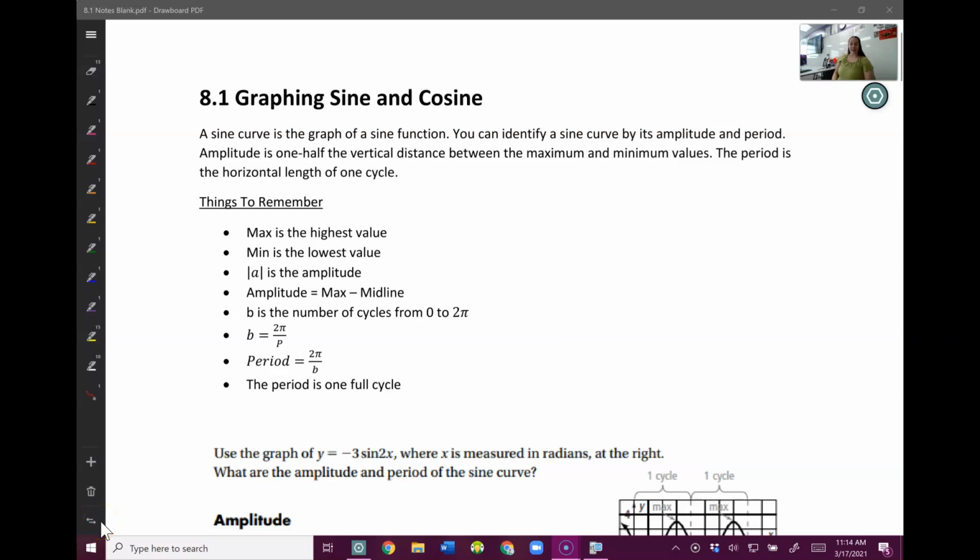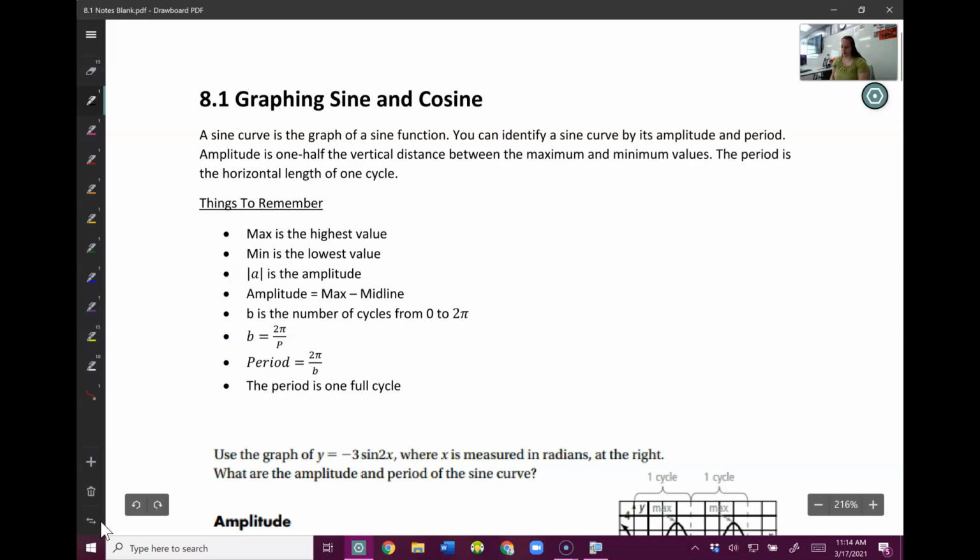Welcome to Unit 8. In this unit, we're going to learn how to graph trig functions. Now, thankfully for you, we are only going to learn how to graph sine and cosine. So we're not going to talk about graphing tangent or secant or cosecant or cotangent. We're just going to talk about graphing sine and cosine. Now, to start this off, we have a couple vocabulary words we're going to talk about. And we need to figure out what the basic sine and cosine graph actually look like.